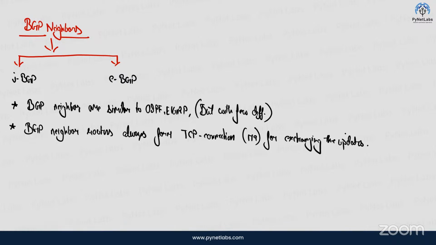So this is one thing. Now, there are two types of BGP neighborship. We have already discussed iBGP and eBGP, and these BGP neighbors are also considered as BGP peers. So if you heard this term, don't get confused.